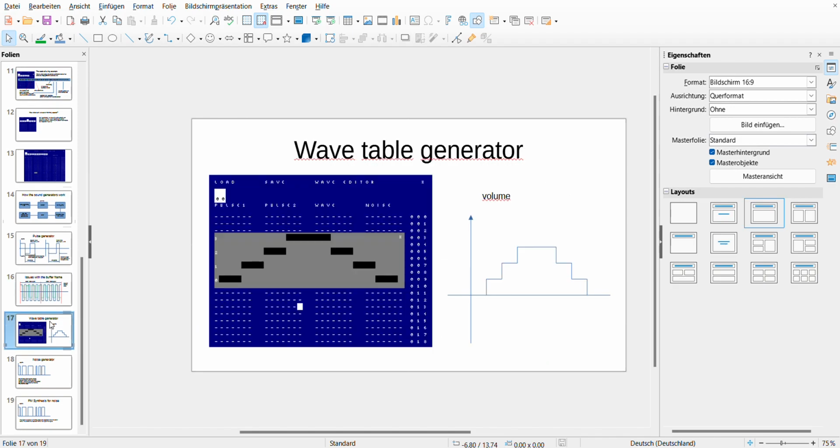What else do we have to explain? Well, the wavetable generator is pretty self-explanatory. The shape you can see here would be that shape that you can see here.